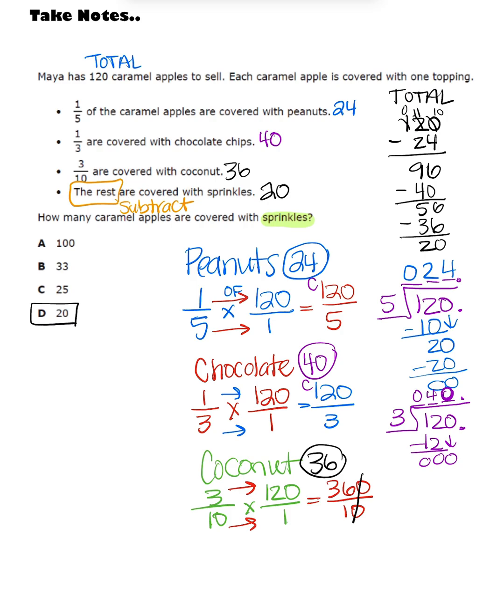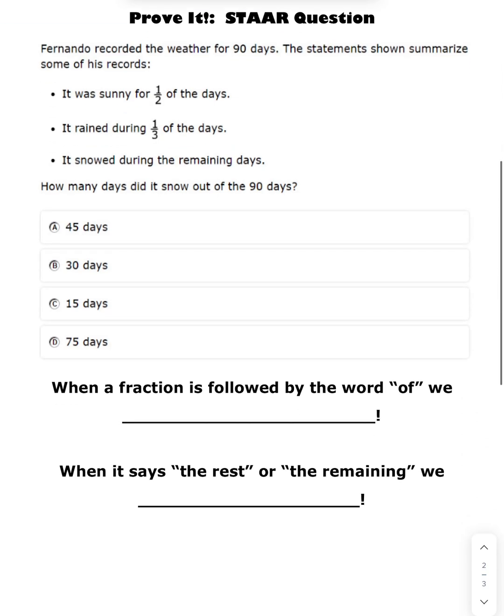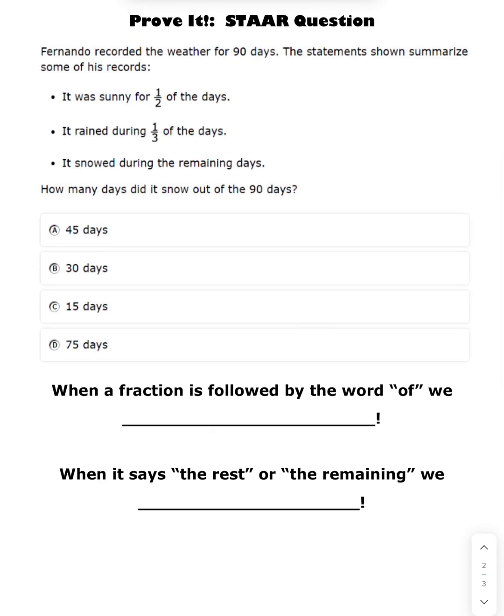All right, so you go try this question. This is your prove it practice on your paper in your STAAR question box. You are going to solve this problem. If you need to flip your paper over and show more work on the back, that's fine, but you need to put your final answer in the final answer box. Then you're going to answer the question: when a fraction is followed by the word of, we blank. And when it says the rest or the remaining, we blank. So go answer those questions.